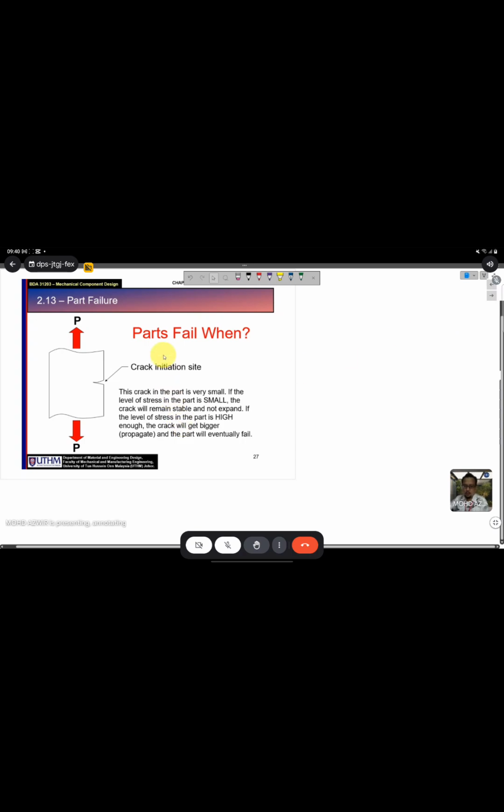Okay, we look at why parts fail. Parts fail when the stress acting is higher than the strength of the object. The part will start to crack. This actually happens at the surface. The crack will start at the surface and then propagate inside the material, and then the part will suddenly break. So this starts with a small crack at the surface.